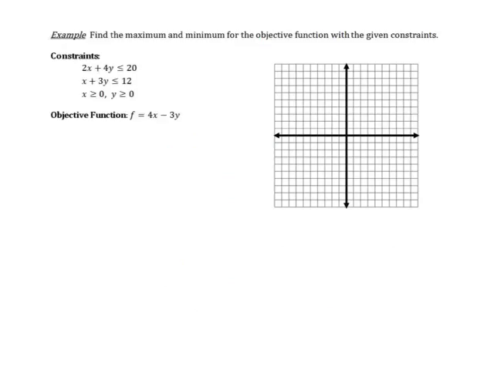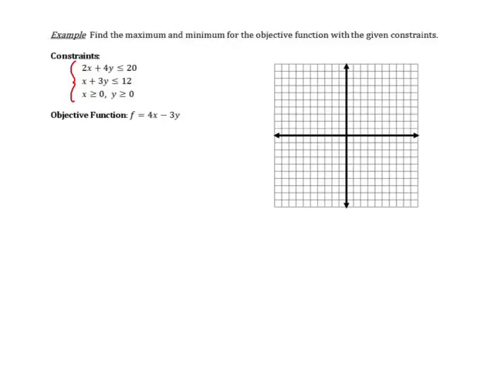So for an example here we have a system of inequalities. And the instructions for us is we want to find the maximum and the minimum for an objective function with these constraints. Alright, so these constraints are just another word for limitations, we could say. And so here we have our given limitations right here. This is our system of inequalities. And so we're going to graph these.